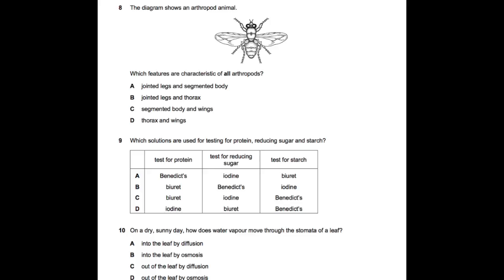Question 10. On a dry sunny day, how does water vapor move through the stomata of a leaf? Is it A. Into the leaf by diffusion, B. Into the leaf by osmosis, C. Out of the leaf by diffusion, or D. Out of the leaf by osmosis? This is the process of transpiration. The definition of transpiration is the loss of water vapor from plant leaves by evaporation of water at the surface of the mesophyll cells, followed by diffusion of water vapor through the stomata. Once again, the diffusion of water vapor through the stomata. This is the same as C, out of the leaf by diffusion. So the answer is C.